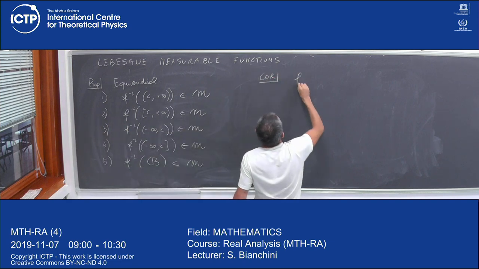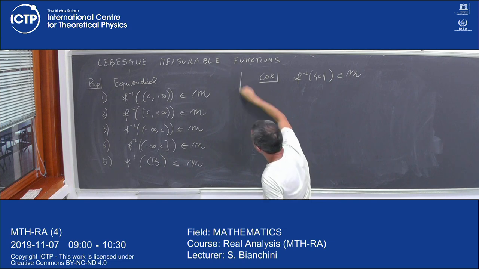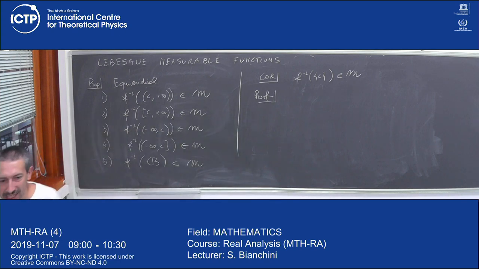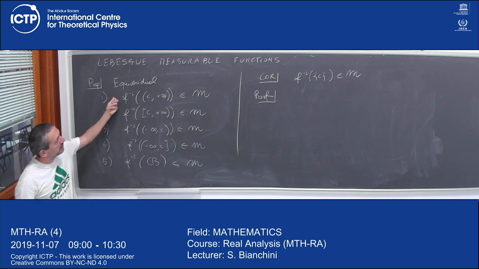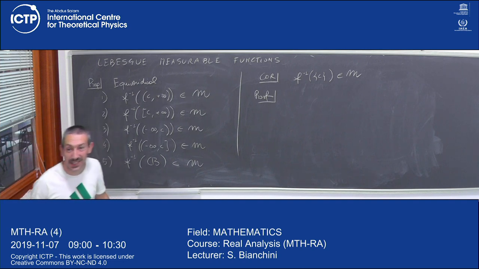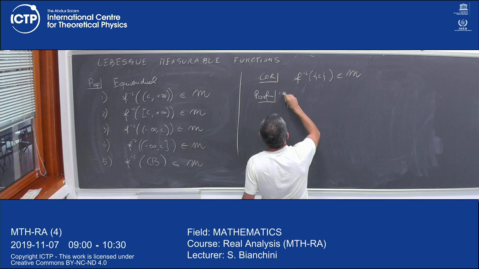Corollary: f to the minus one of the level set is measurable. Proof. Do you want to do it as an exercise, or let's have some fun together, or is this just very easy? Somebody is a little bit perplexed. Okay, so do you know how to pass from this one to this one? Countable intersection. So from 1 to 2.